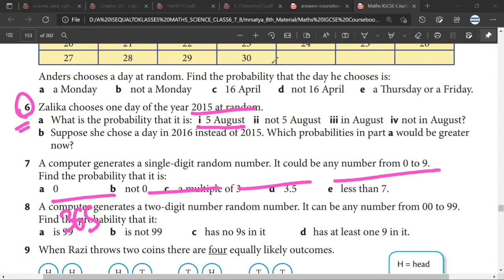Number of options that satisfy our requirement of 5th August? 1 upon 365. Not 5th August, 364 upon 365. In August.